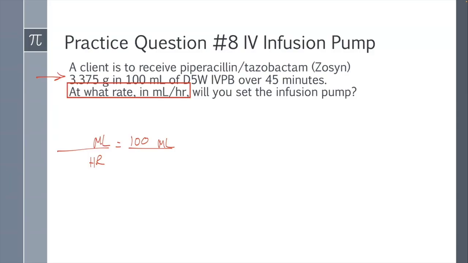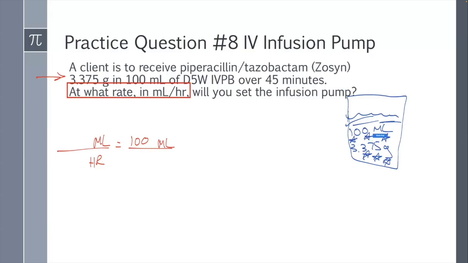In this problem, let's switch up colors. It just makes better sense if I put blue in blue. Okay. So we've got an IV bag. In this IV bag, we have 100 milliliters of fluid. This is all blue. It's all fluid in here. You know what else we have in this bag? 3.375 grams of this medication. So this is the medicine that's been diluted inside of this bag. Everywhere this 100 milliliters goes, that 3.375 grams of medication goes.